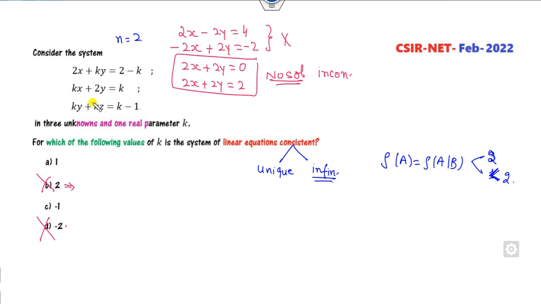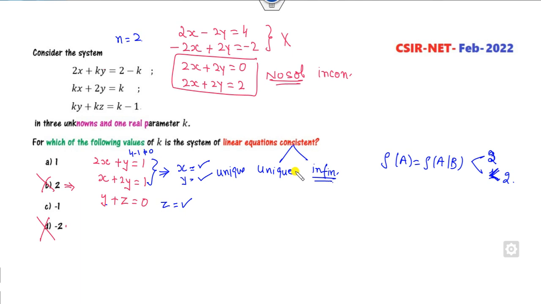When you take k equal to 1, then it's 2x plus y equal to 1, x plus 2y equal to 1, y plus z equal to 0. From these two equations, there is no need to solve, just think conceptually. You will get a unique value of x and a unique value of y, because the determinant 4 minus 1 is non-zero. Once you get a unique y, you will get a unique z. So it means you will get a unique solution. Correct option.